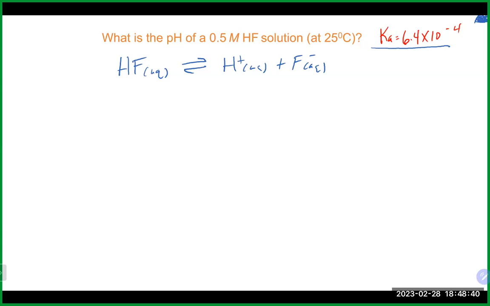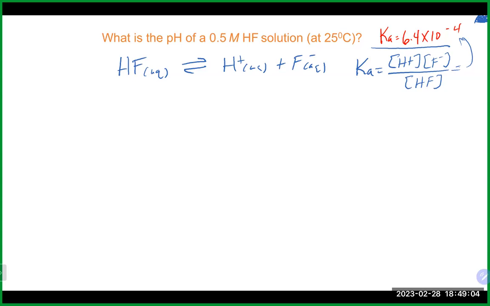This means that we could write our Ka expression for this, which would be the concentration of H plus and the concentration of F minus, which are our products, divided by our reactant, which is HF, and it obviously equals that number up there on top. So because we know it's a weak acid, we got the equilibrium set up here.